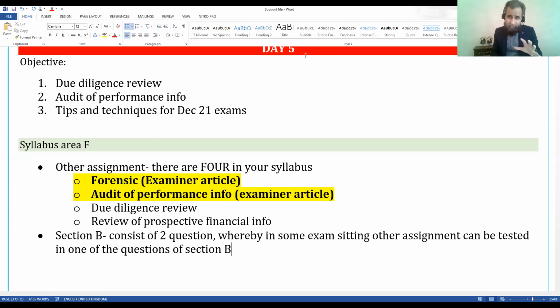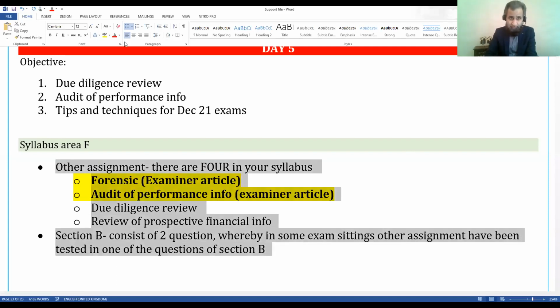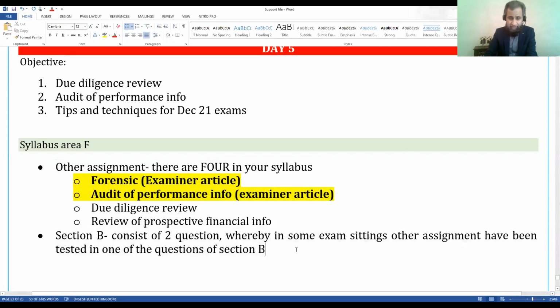So section B consists of 2 questions, right? One of them has to be on syllabus area E, which we were discussing yesterday, whereby in some exam sittings, other assignments have been tested in one of the questions of section B, right? So you have to be watchful of this syllabus area.